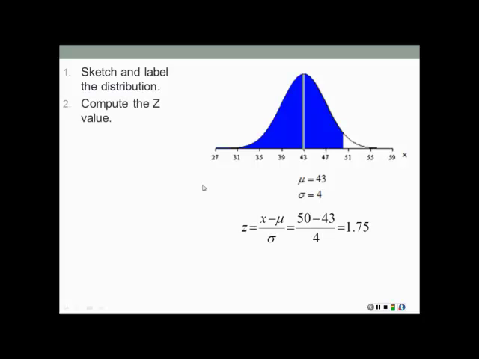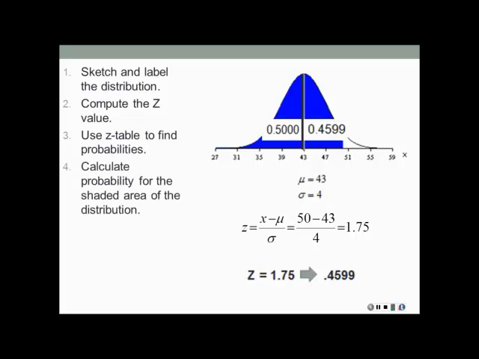Compute the z-value. 50 minus 43, the distance from the mean, divided by the size of the standard deviation. So we're 1.75 standard deviations above the mean. Then look in your z-table. For 1.75, you'll find an area of 0.4599. And then add that to 0.5 to get a total area of 0.9599.